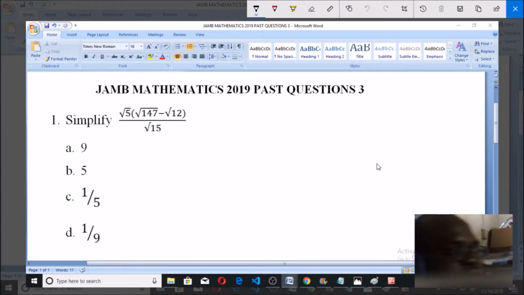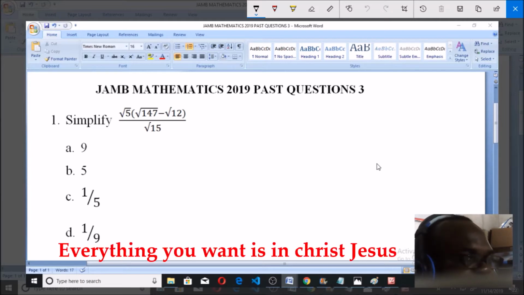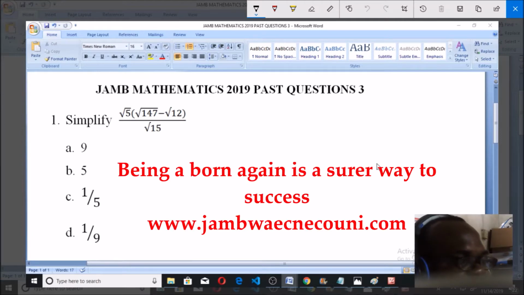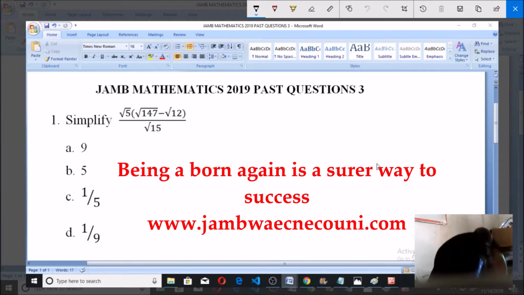Welcome. Let's look at this number 3 question. Simplify √5(√147 − √12)/√15. So you can get this problem in surds. The options are A 9, B 5, C 1/5, D 1/9.